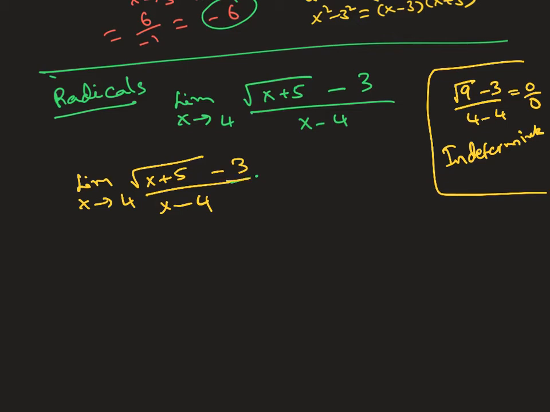So far, you have a misconception that rationalization is only for the denominator. It doesn't matter if it is a numerator or denominator. The only thing that we need to worry about is there is a radical and I'm getting indeterminate, so I need to rationalize. The rationalizing factor of this is square root of x plus 5 plus 3, and you need to multiply the same thing on the top and bottom to balance the equation.